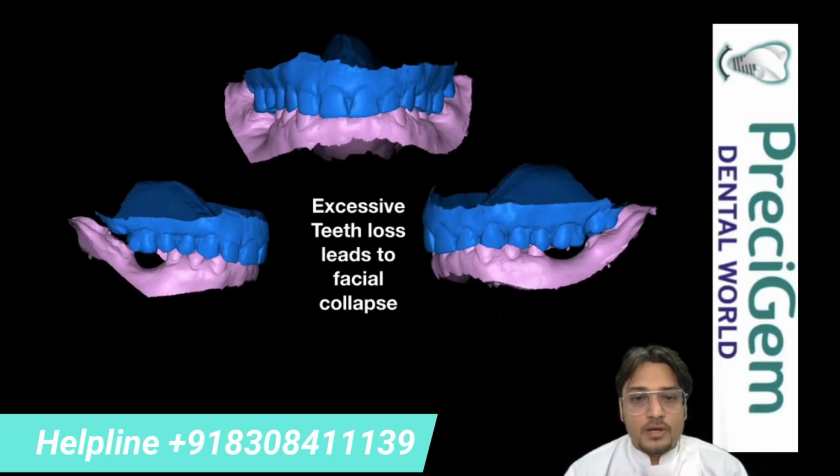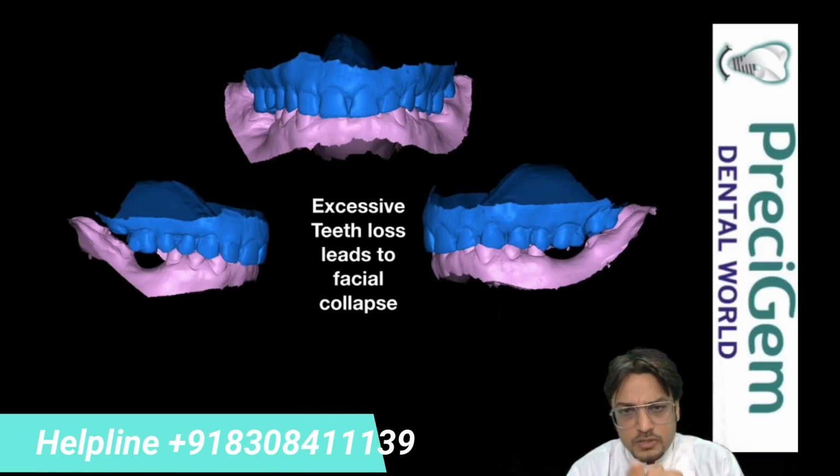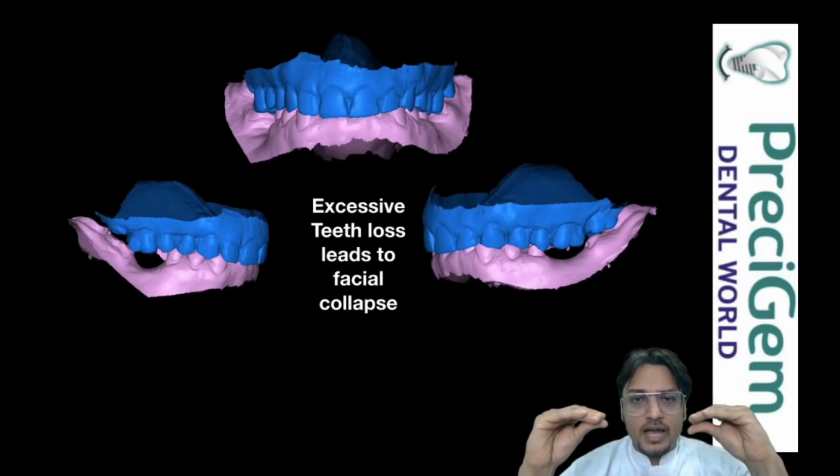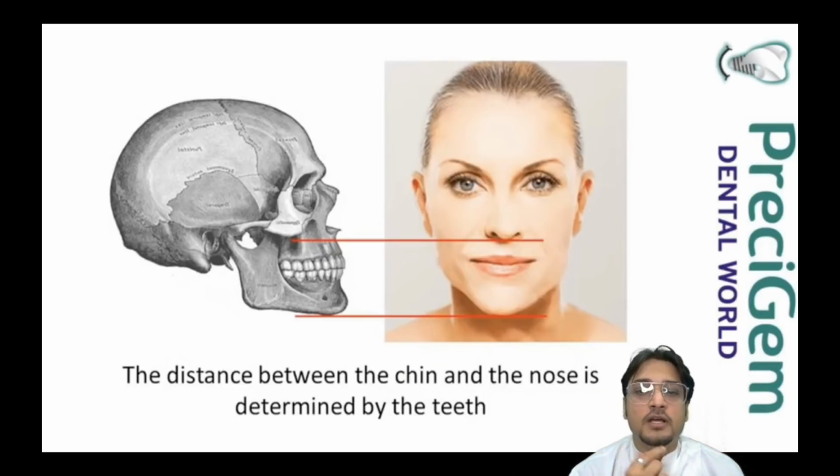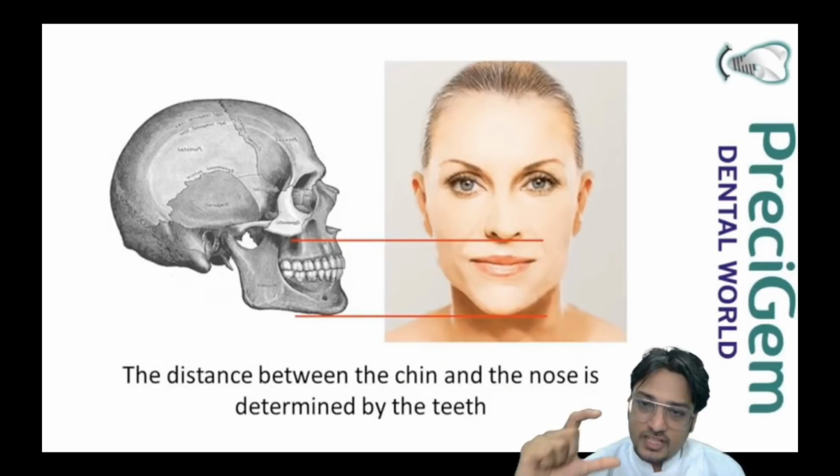Now, excessive teeth loss leads to facial collapse. That means if you continuously grind your teeth, your facial height collapses. So let me tell you this. Now this is a facial height. If you see the lady above me, we have marked 2 lines. That is the line which is at the base of the nose and the line which is at the base of the chin. So that is the distance of your lower facial height.